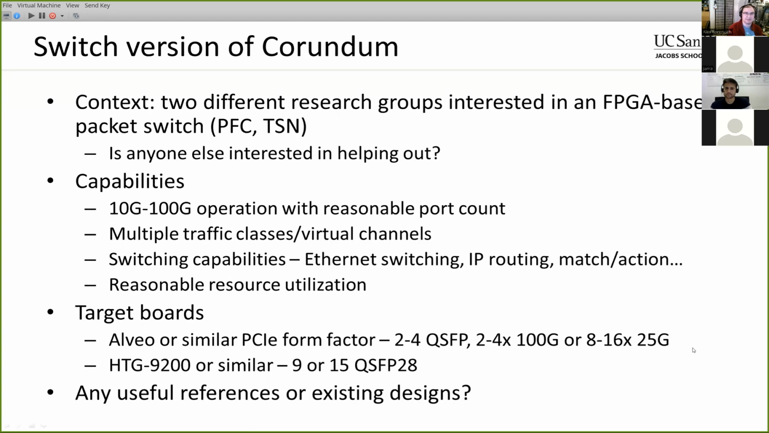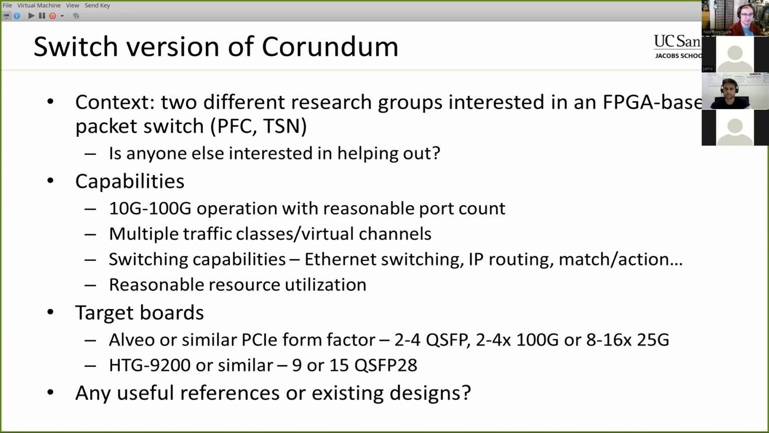Now, the last thing is the switch version of Corundum. There are two different research groups that are interested in doing something with FPGAs, with an FPGA-based packet switch of some sort. One is interested in PFC, the other one in TSN. So there's a question of what the architecture for such a switch would look like, and how do you put that together on an FPGA? What I'm thinking about in terms of capabilities is maybe 10 gig to 100 gig operation with a reasonable port count.